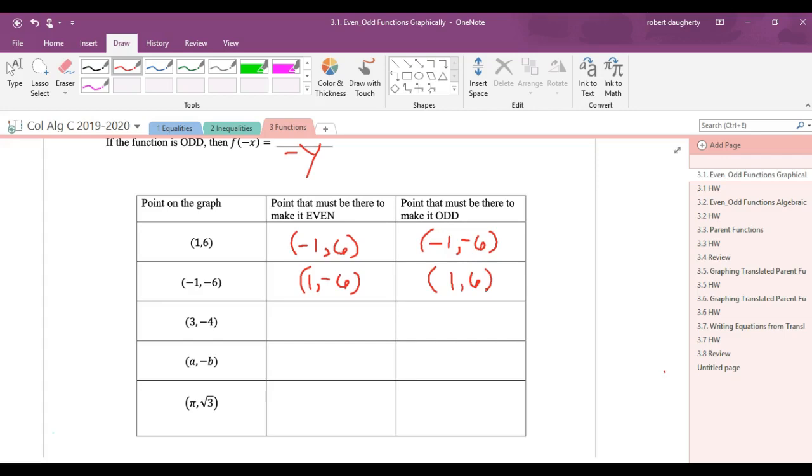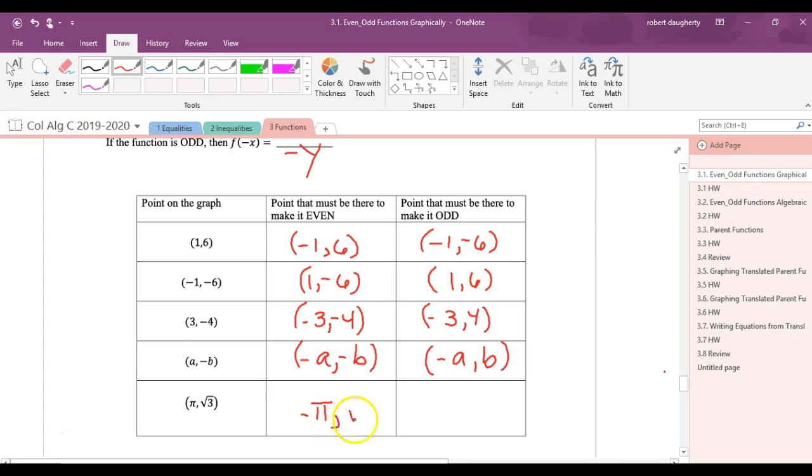So for 3, negative 4, what's there for even? Negative 3, negative 4. For odd, it's negative 3, 4. Okay. For a, negative b, if it's even, what has to be there? Negative a and negative b, right? If it's odd, what has to be there? Negative a, positive b, okay? If I've got pi, square root of 3, what has to be there if it's even? Negative pi, square root of 3. If it's odd, what has to be there? Negative pi, negative square root of 3, okay?